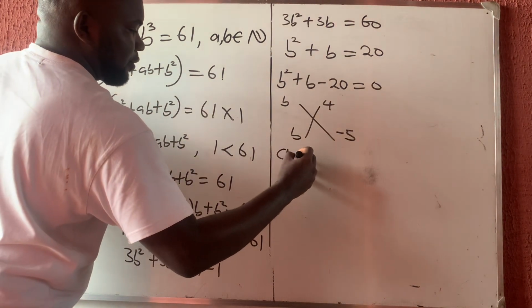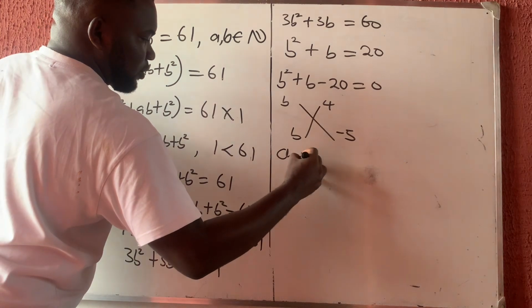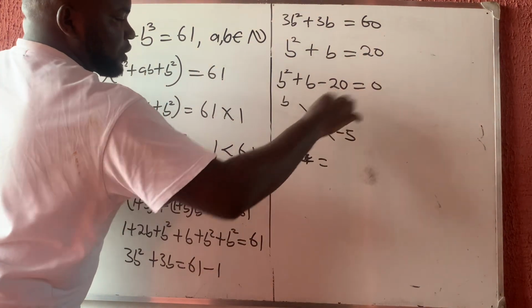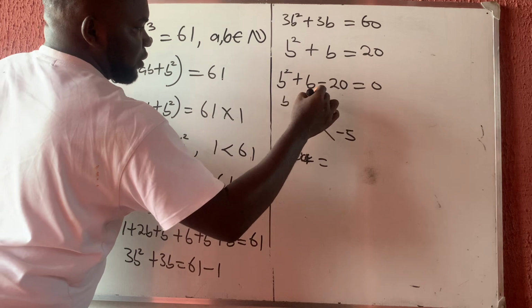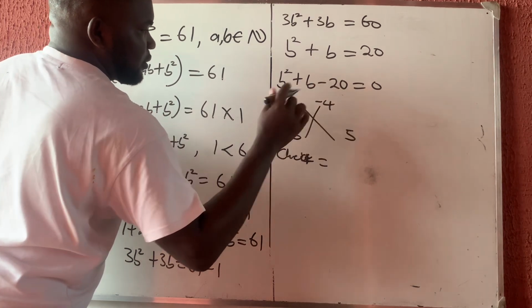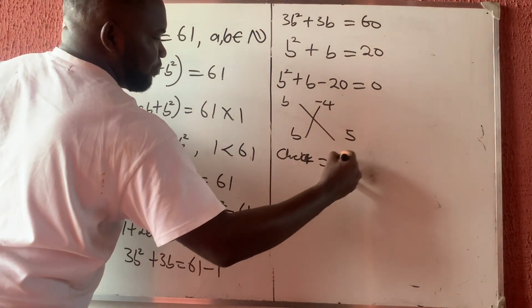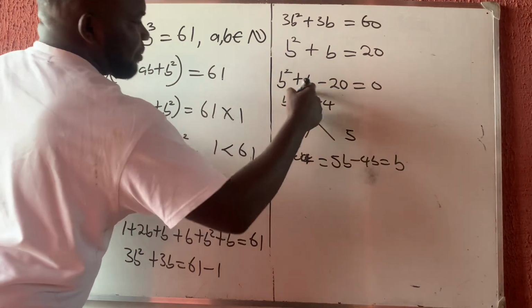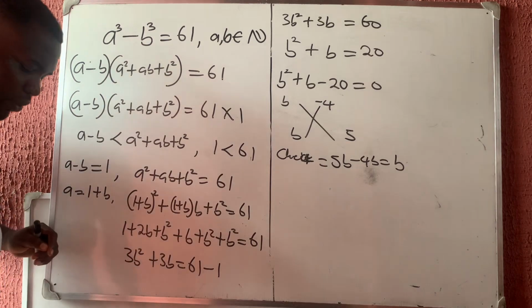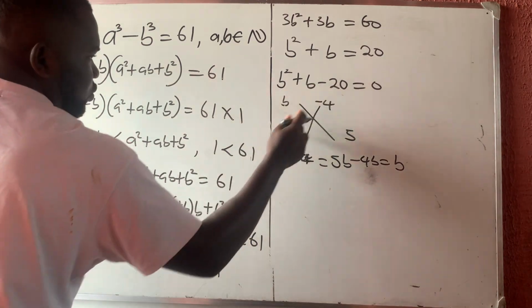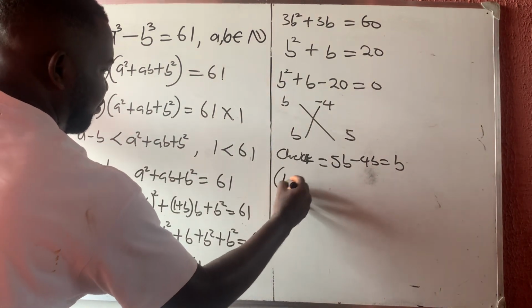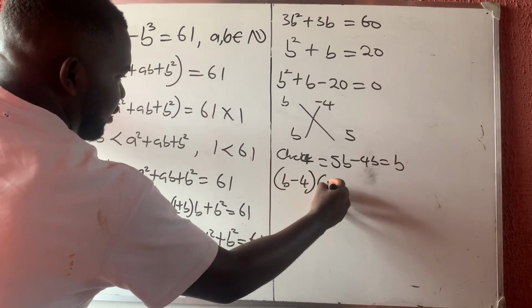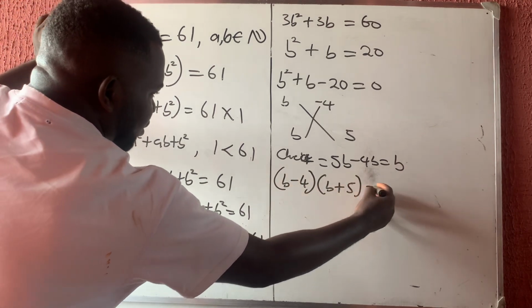That is normal factorization. Let us check by cross multiplying. Sorry, minus 4 and plus 5. This time this will give you 5b, and this time it will give you minus 4b. So if you subtract both of them, I'm getting the one in the middle. Once you get the one in the middle, your answers are just these two. So my answers are now b minus 4 and b plus 5 is equal to 0.